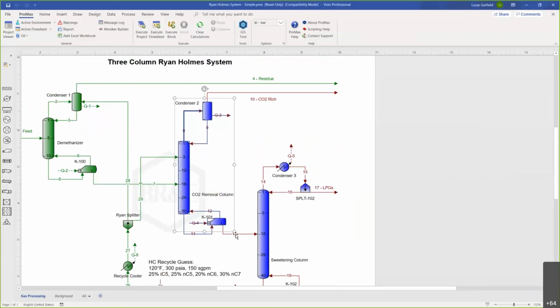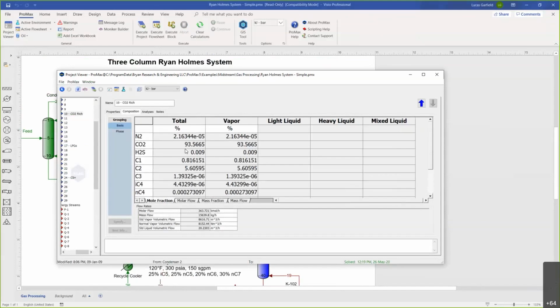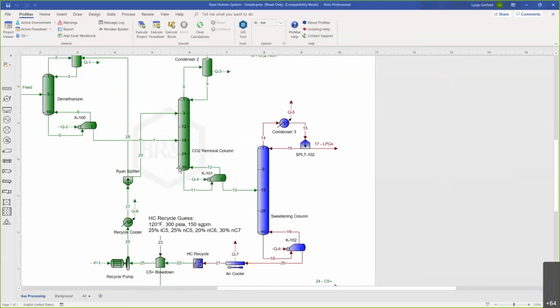So I've got this column here, the CO2 removal column. We operate that at the appropriate conditions, and what we end up with is a high pressure, high purity CO2 stream. So if I open this stream, you can see that we've ultimately got 93% CO2. We're going to take those heavy components and send them to this sweetening column.